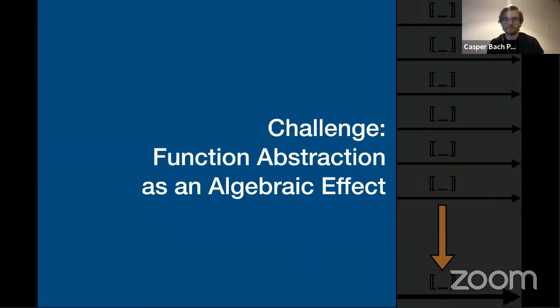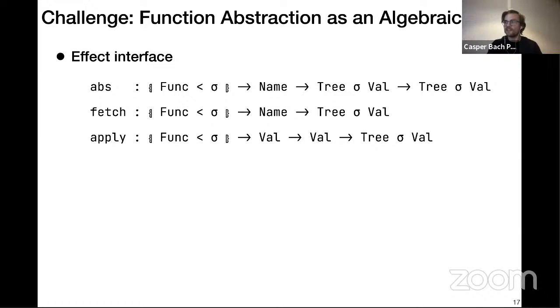Okay, so that's algebraic effects. This is how you can implement them in ACTA, or how they work at least. The challenge is now to define function abstraction as an algebraic effect. And I see that I may have to speed up a little bit. The challenge is to implement this effect interface here in terms of algebraic effects.